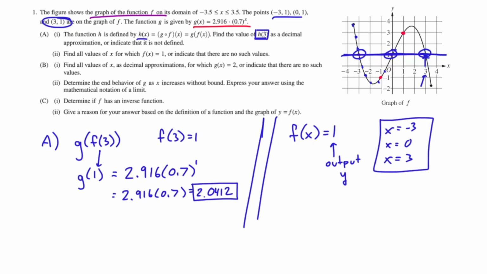So the difference between the first and second part of part A here is that in part 1, they gave us the input was 3, we had to plug that in and then get an output was 1, and then we plugged that into the next function. So they were giving us all these inputs, and we gave them the output. In the second part, they gave us the output, and we had to tell them the inputs.